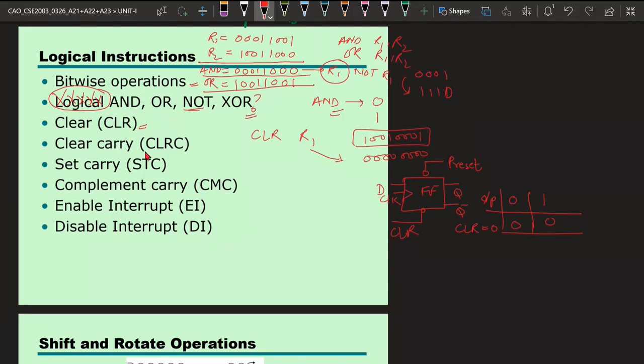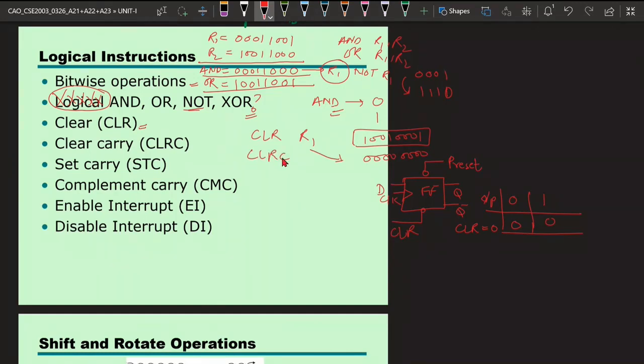The same is clear carry. So clear carry, in the sense, we have seen what flag registers are. In that flag register, there are different types of carry: auxiliary carry and normal carry, and then sign bit, zero bit, parity check. All these different bits are there. In that there is a carry register that basically stores 1 bit of information. So in that we can directly clear the content of the carry. Whatever content the carry has, once we run clear carry, CLRC, there will be a direct reset of the carry flag. So it is CLRC.